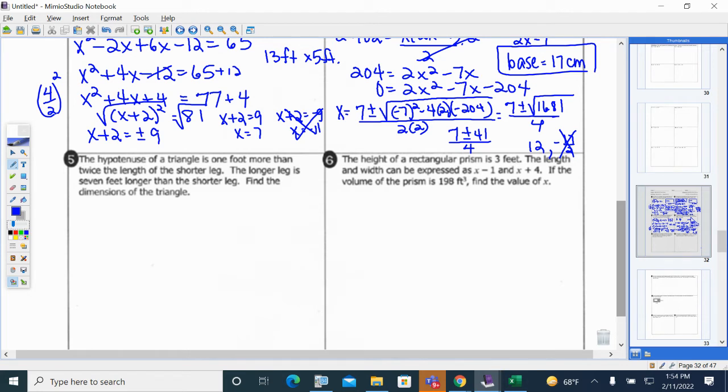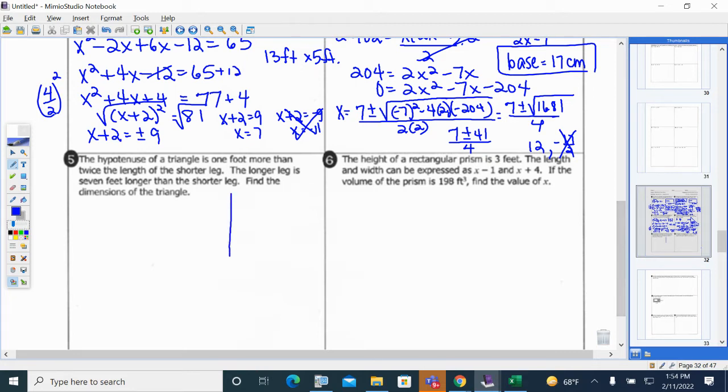Let's just keep going. Number 5. The hypotenuse of a triangle is 1 foot more than twice the length of the shorter leg. The longer leg is 7 feet longer than the shorter leg. Find the dimensions of the triangle.